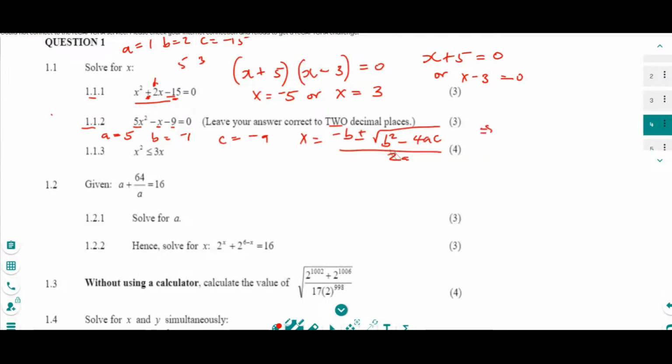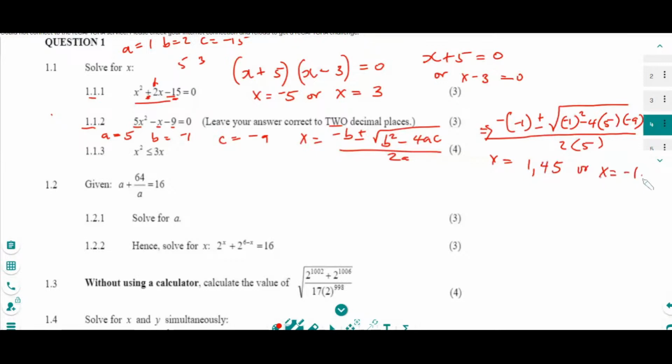Do the substitution. Our b is negative 1, so negative negative 1 plus or minus the square root of negative 1 squared minus 4, where a is 5 and c is negative 9. Then we divide all of this by 2 times 5. When I punch this into the calculator, I have to use one sign at a time. The first x value will be positive 1.45, and the other one will be negative 1.25. So those are the two values, normally to 2 decimal places.